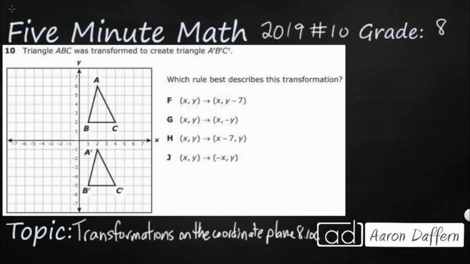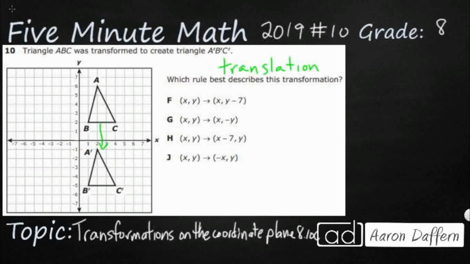So we've got triangle ABC was transformed to create triangle A prime, B prime, C prime. And it looks like we just slid this thing. Yeah, it looks like we slid it straight down, actually. So which of these transformations is going to look like a slide? It keeps saying transformation. So if we're just sliding it, it's actually called a translation. We're not going to rotate it, reflect it, or dilate it.